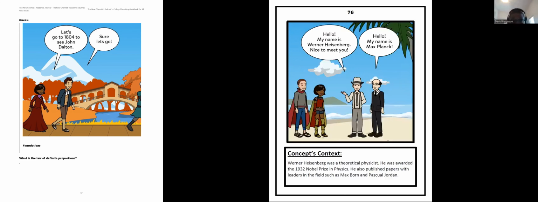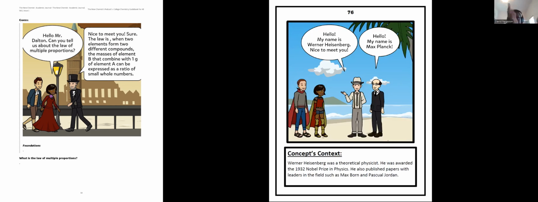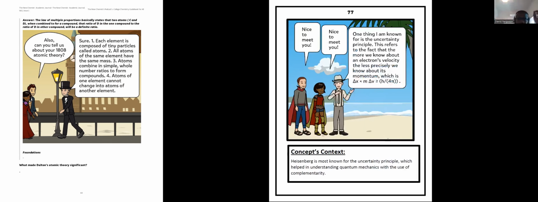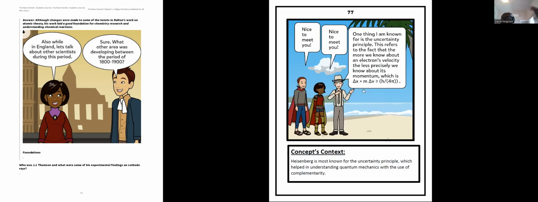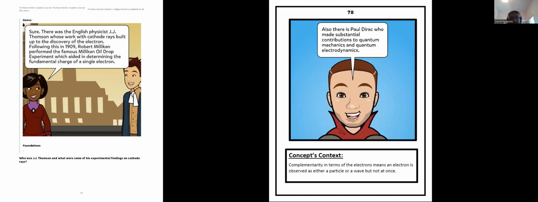So these are your boy, Max Planck and Werner Heisenberg. They also published papers with leaders in the field such as Max Born, the Born-Oppenheimer approximation. You just think about that. And Pascal Jordan, if you discuss or look into linear algebra, you see Jordan. But these are just people you want to keep in mind. Just keep them in mind. Good to know. Here we have an example of the Heisenberg uncertainty principle in a mathematical description, the mathematical format. Helps us understand. He also introduced the idea of complementarity, in which electrons are observed as either particle or wave, but not at once.